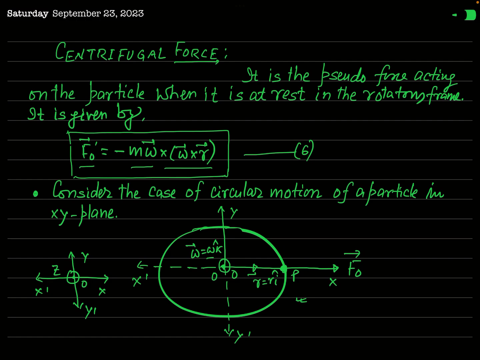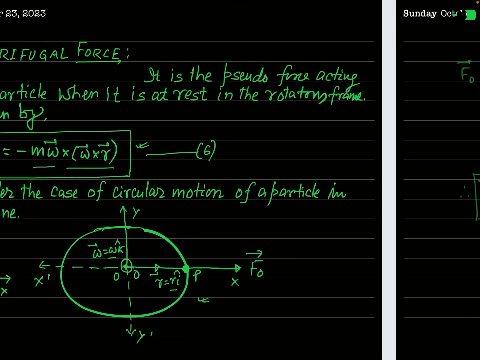Now let us find the centrifugal force acting on this particle, utilizing this expression, which is the general expression for centrifugal force. Now in this particular case, what will be the expression for this centrifugal force? We will see. Okay, now let us see. The position vector of the particle with respect to this origin O, that is the center of the circle, this is r, and this r will be equal to r i hat, because this r vector lies along the x-axis. Omega is along the z-axis in this example.